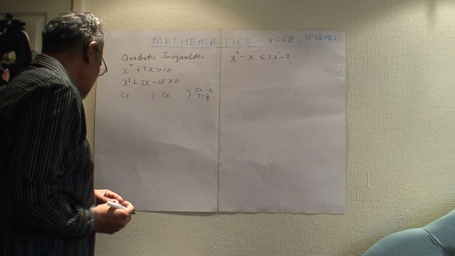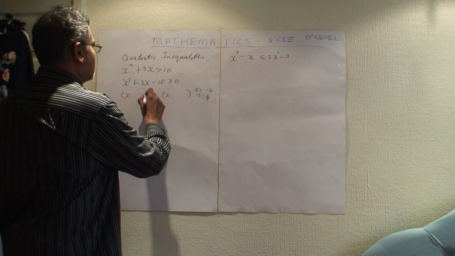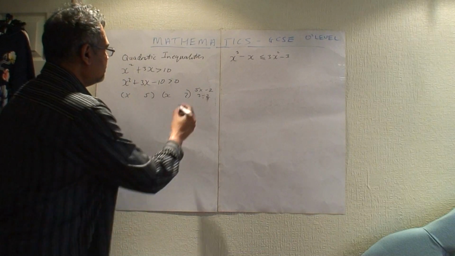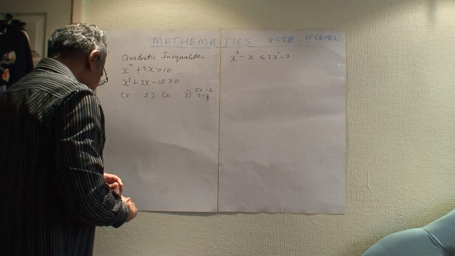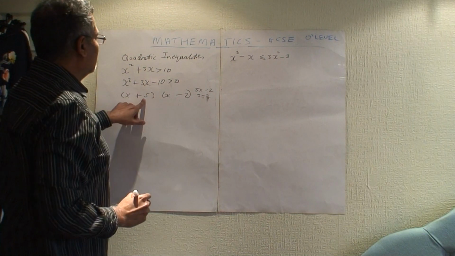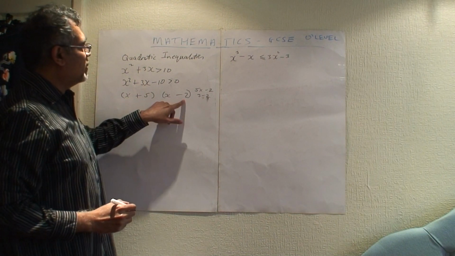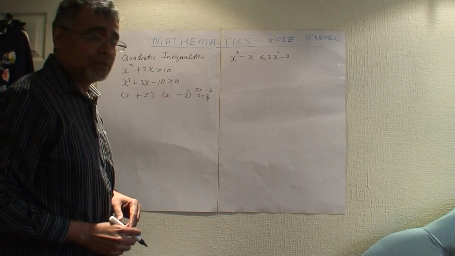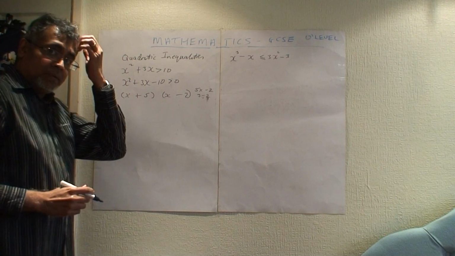So we can safely say that we can put the 5 there, and we can put the 2 there, with a negative sign. So plus 5 multiplied by minus 2 gives us minus 10, and plus 5 minus 2 gives us 3. So we know that this is correct.